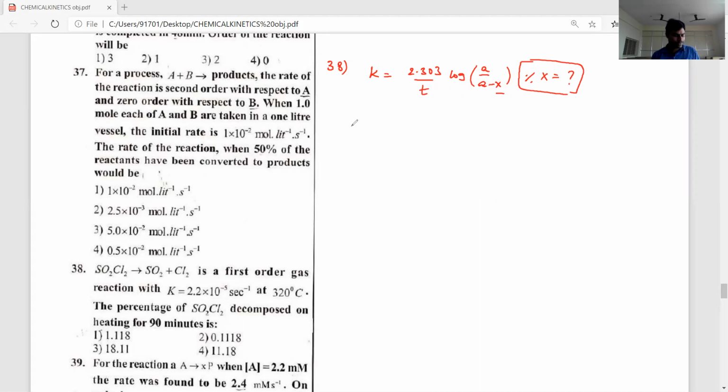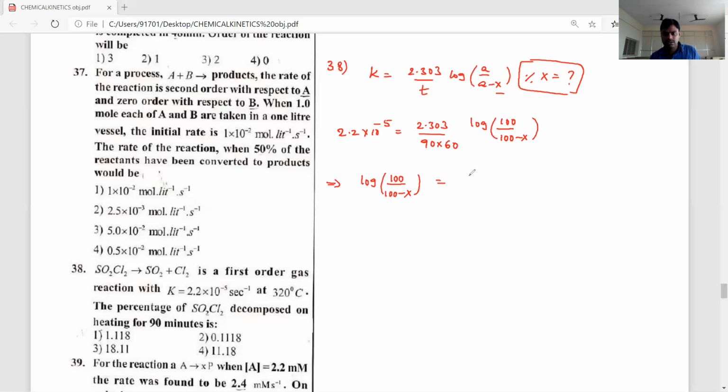Then the time is 90 minutes, and the K value is also given. The K value is 2.2 into 10 to the power of minus 5, which equals 2.303 by t. Time we must express in seconds, so 90 into 60, into log 100 by 100 minus x.